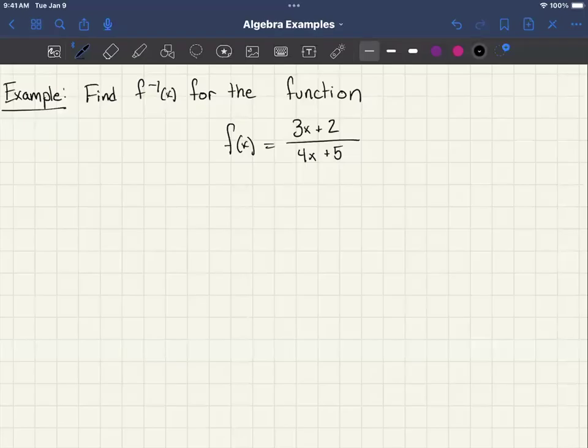Ever wonder how to find the inverse of a function? Let's explore this together.